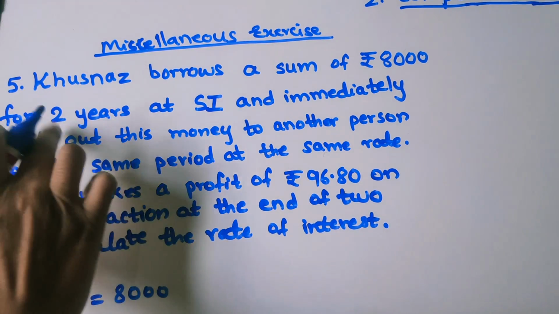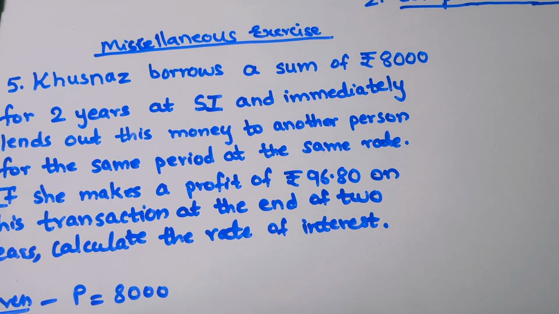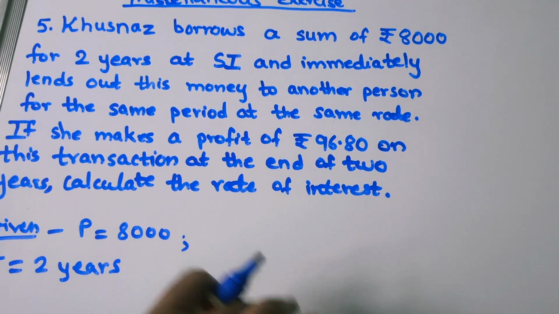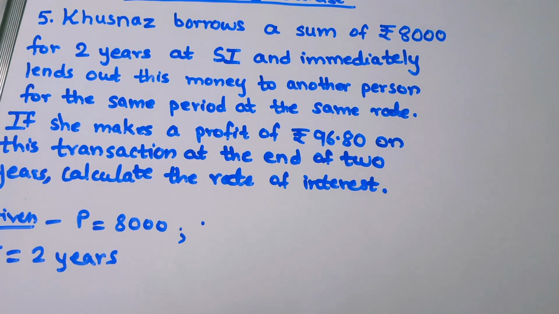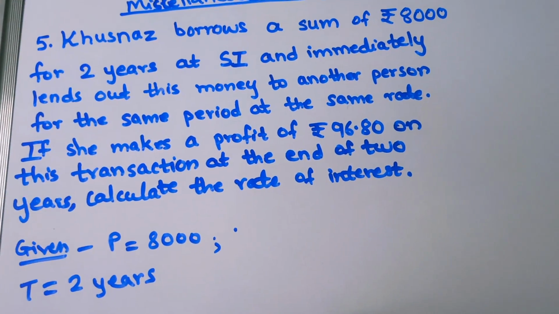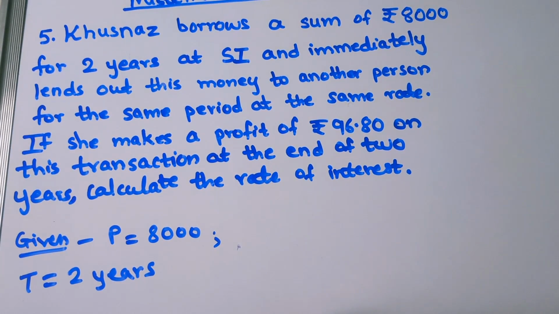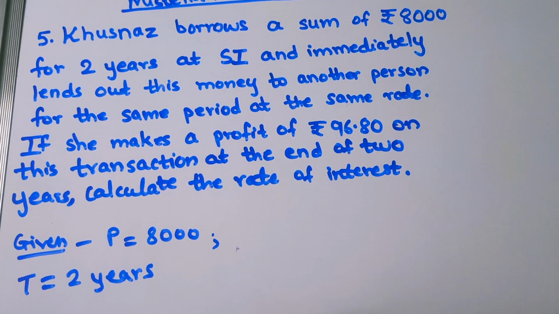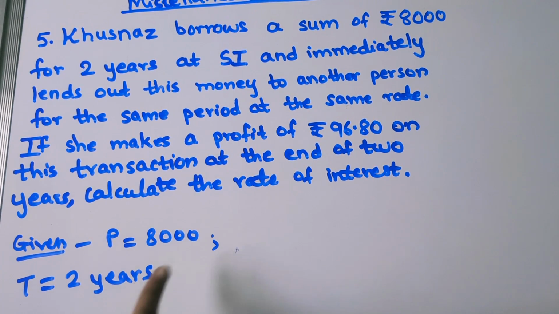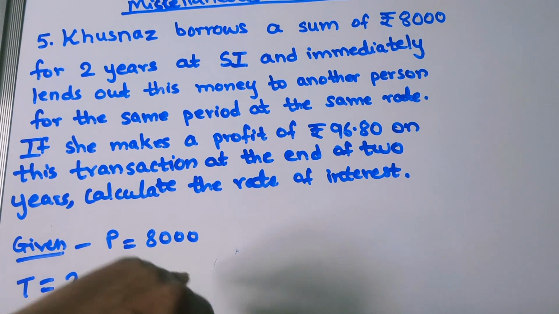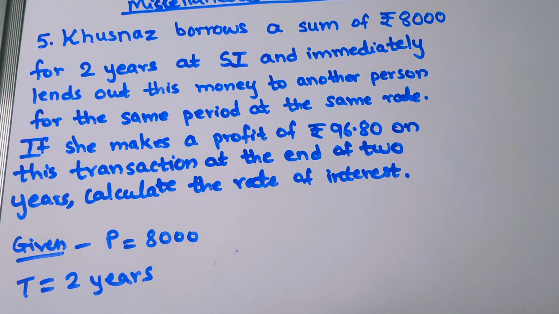Next, for 2 years. Now the time period, that is T, is equal to 2 years. So we'll write T equal to 2 years. And SI, that is simple interest, and immediately lends out this money to another person. मतलब उसने 8,000 लिया और किसी और को दे दिया. For the same period at the same rate. Now time is also 2 years, and the rate of interest is also the same.